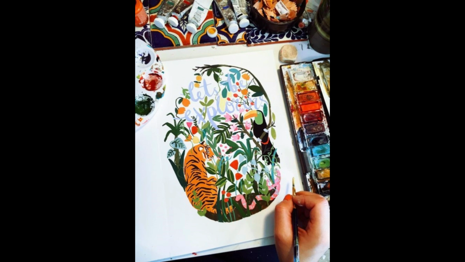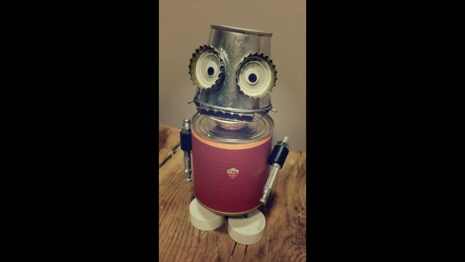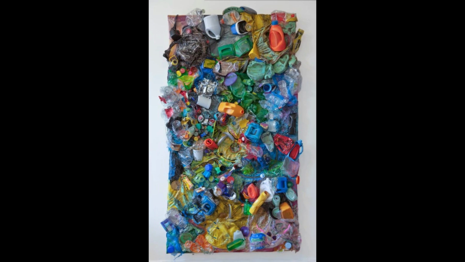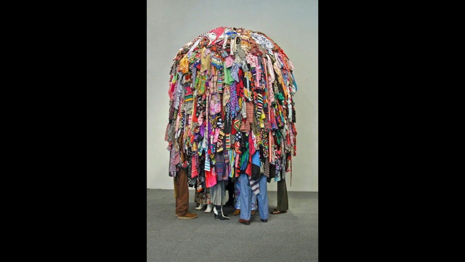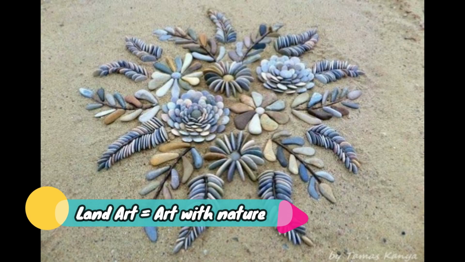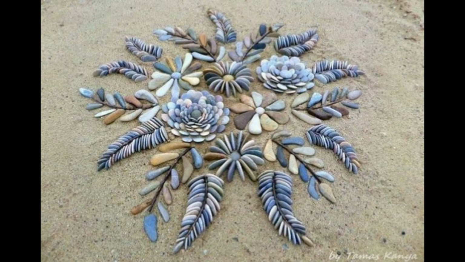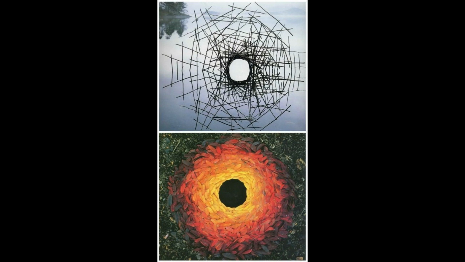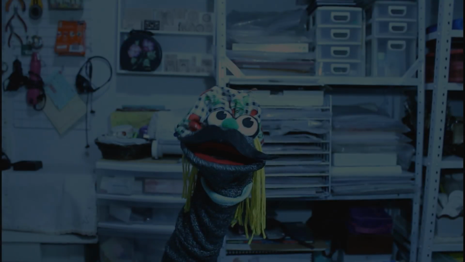From oils to watercolors, as we saw last week, to the most crazy materials like garbage, recycled PET, or nature itself, which, by the way, is called land art. Look at that one, isn't it awesome? There are a lot of types of materials that we can use for creating art.